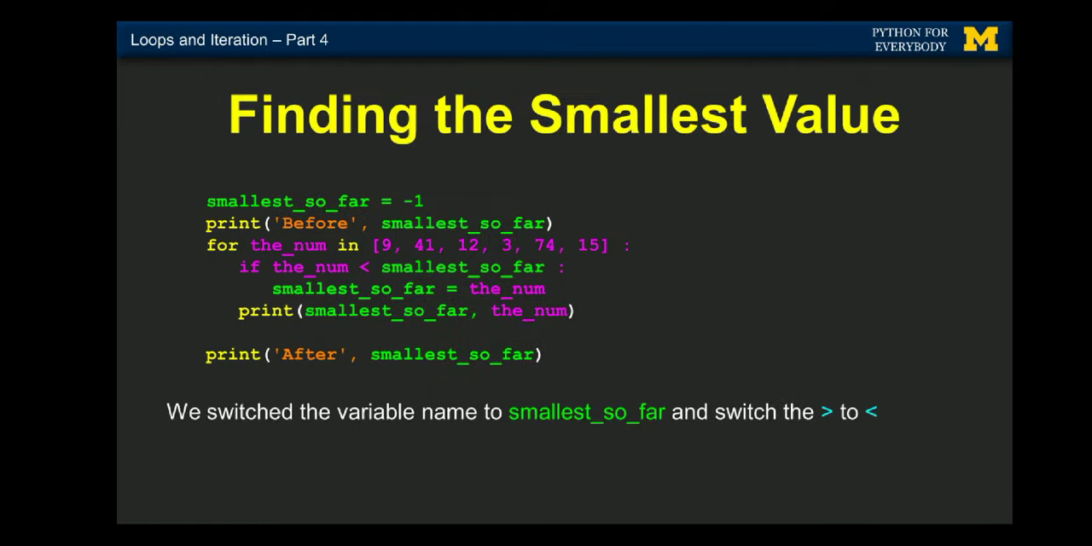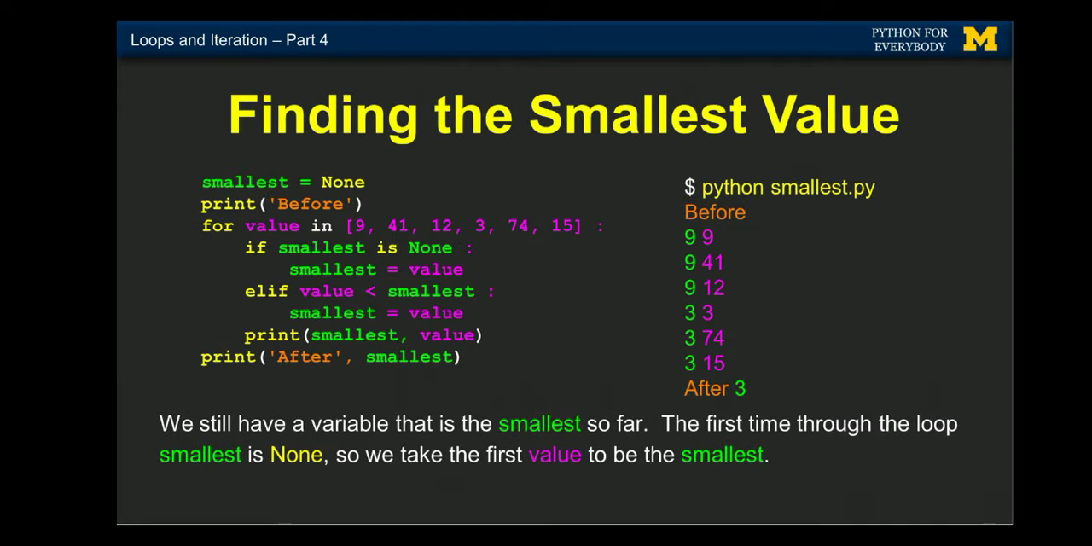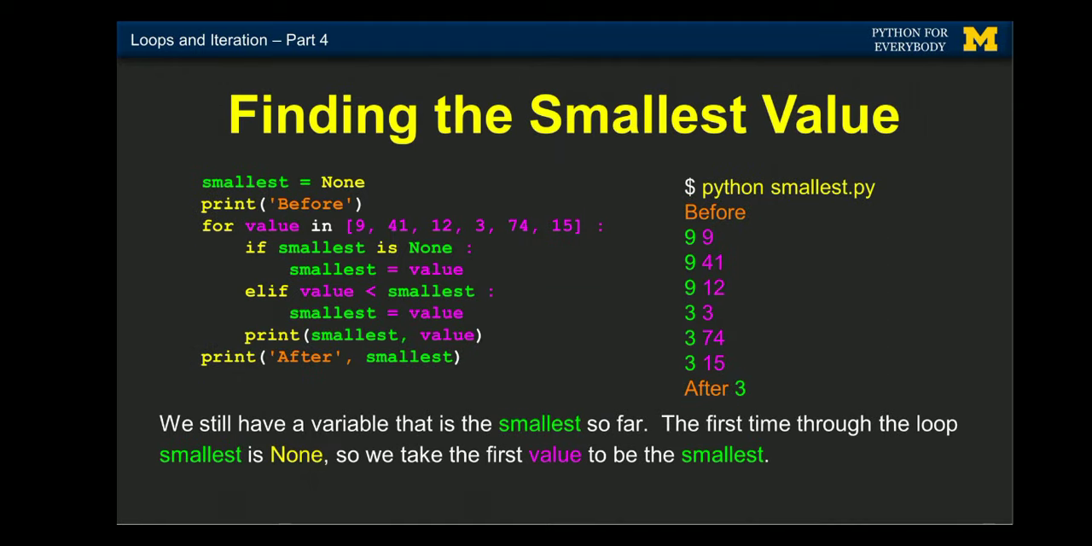So this is the code that you see. We switch the variable name to smallest so far and switch the greater than sign to a less than sign, and then we are going to get -1 as the smallest value. We still have a variable that is the smallest so far. The first time through the loop, smallest is None, so we take the first value to be the smallest.